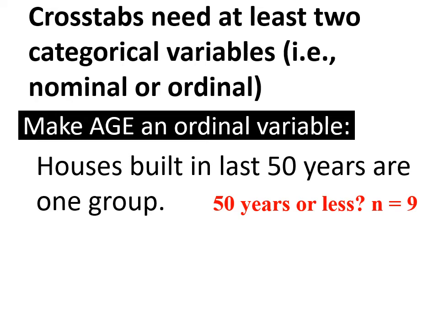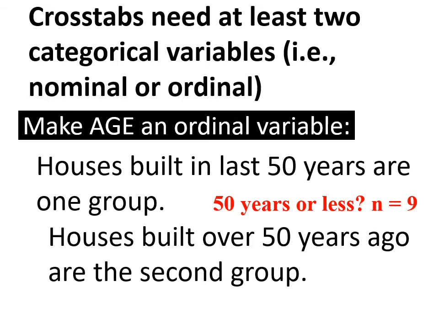There's one that's 39, that's 6. There's one that's 21, that's 7. There's another one that's 47, that's 8. And another one that is 35, that is 9. Yeah, so there are 9 houses that are 50 years or less in age.